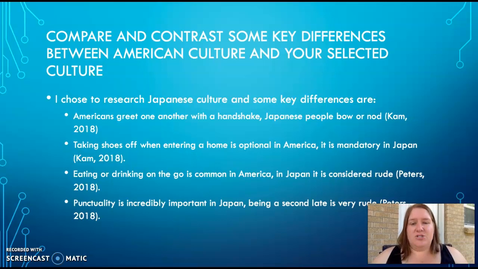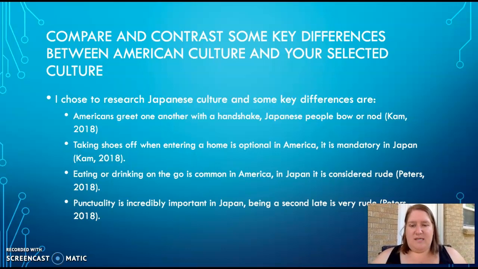Here in America, drinking and eating on the go is so common. Everyone is grabbing Starbucks, going through drive-thrus, drinking on public transportation, in their vehicles, while walking down the street. And in Japan, that's considered very rude to do that. Another thing is that punctuality is incredibly important in Japan, and being even a second late is also considered rude.